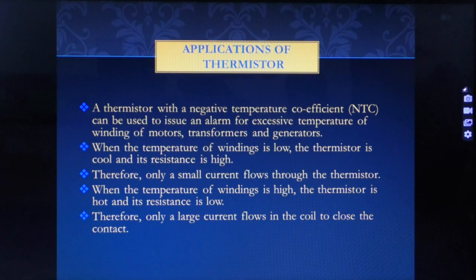A thermistor with a negative temperature coefficient, that is NTC, can be used to issue an alarm for excessive temperature of winding of motors, transformers, and generators. When the temperature of windings is low, the thermistor is cool and its resistance is high. Therefore, only a small current flows through the thermistor. When the temperature of winding is high, the thermistor is hot and its resistance is low. Therefore, a large current flows in the coil to close the contact.